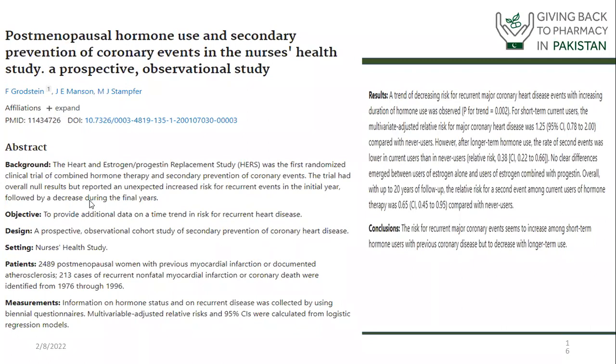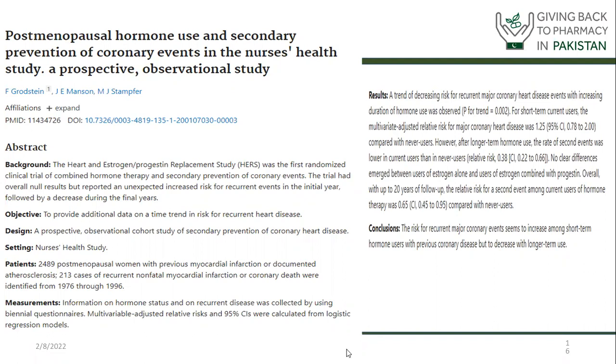And this is the objective: additional data on the time and trend in the risk of recurrent heart disease. So what is the design? It's a prospective observational cohort study. Cohort means first we will take a population. So they took 2489 postmenopausal women, a sample from the population with previous myocardial infarction or documented arteriosclerosis. 213 cases of recurrent non-fatal MI or coronary heart deaths were identified from this. Then we divide them by whether they have the risk or not, or whether they will have the disease or not. This is what our whole story is.